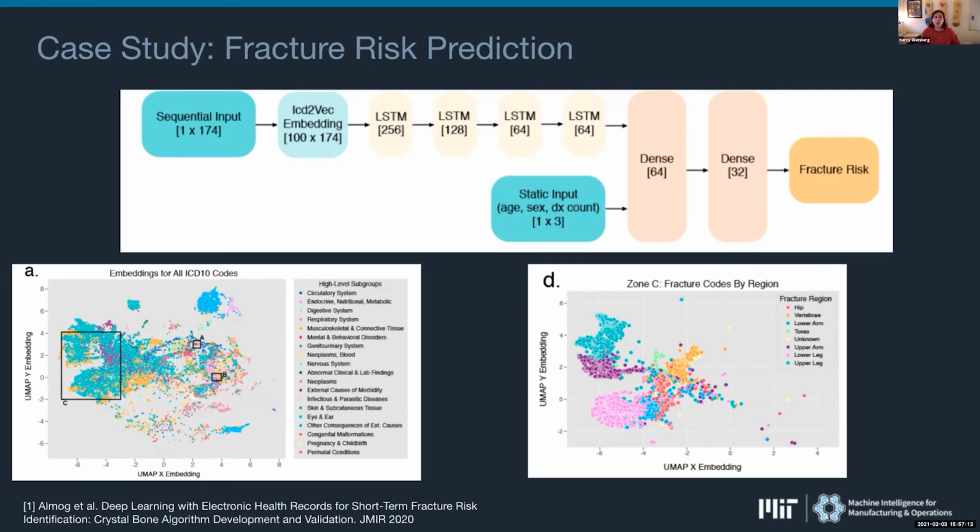And to be able to compress the data set, given that there are thousands of diagnosis codes, we used ICD-to-VEC, an embedding layer. I'm showing on the bottom left a visualization using UMAP, uniform manifold approximation projection, to visualize how reasonable the embeddings we generated were in terms of the codes. And what's really cool, and frankly we didn't know that this would happen, which is wild, is that the codes associated with different parts of the body actually cluster together.